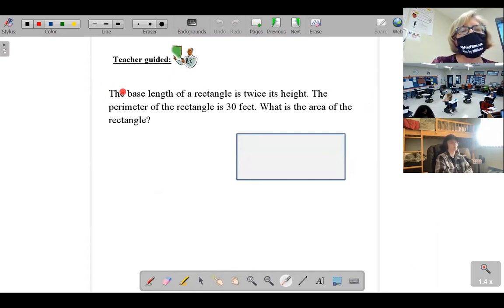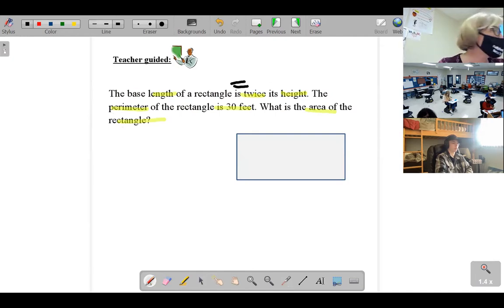Kiddos at home, I'd like you to put your finger right where the dot is. Kiddos in class, let's read in unison out loud. Ready? Read. The base length of a rectangle is twice its height. The perimeter of the rectangle is 30 feet. What is the area of the rectangle? Let's underline keywords. The most important word here, believe it or not, is the word is, because is an equal sign.